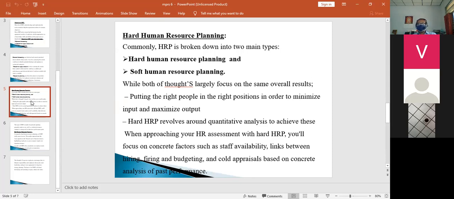Next, appraisal in the sense. So after analyzing the performance of an employee during his work hours, he will be appraised. Next, concrete analysis of past performance. What do you mean by concrete analysis of past performance?